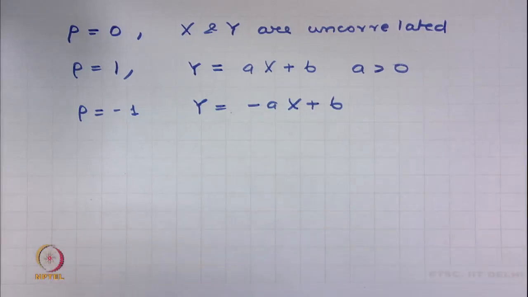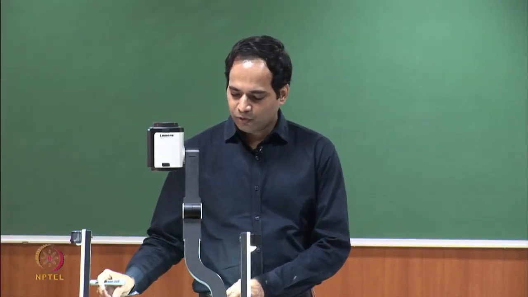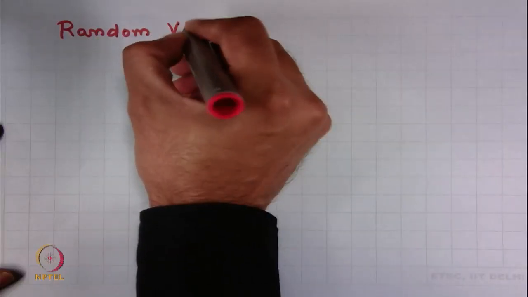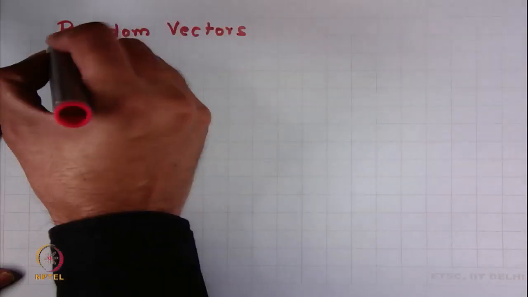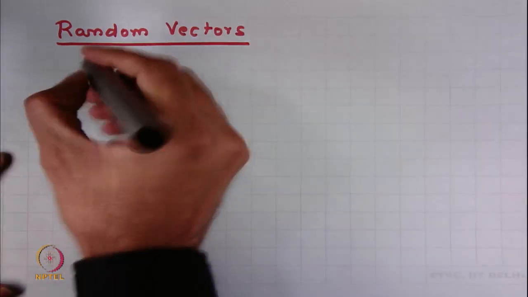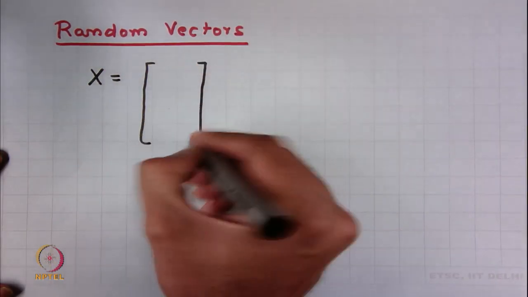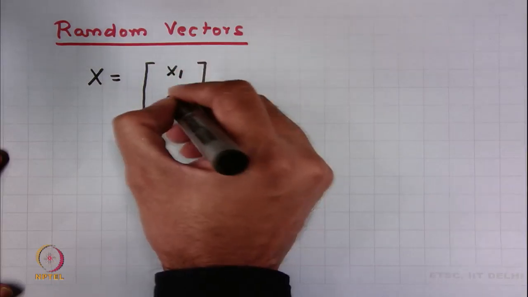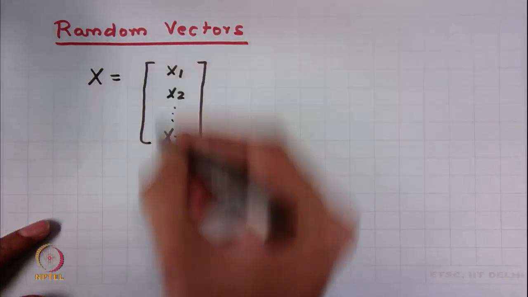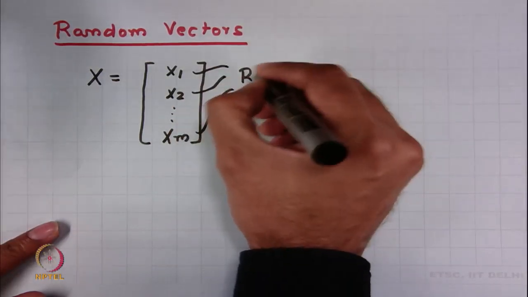So, we have finished with everything that is important about covariance. Let us now go to the next concept, and that is about random vectors. What is a random vector? A random vector is a vector whose elements are random variables. So, for example, this is a vector and elements of this random vector are random variables.